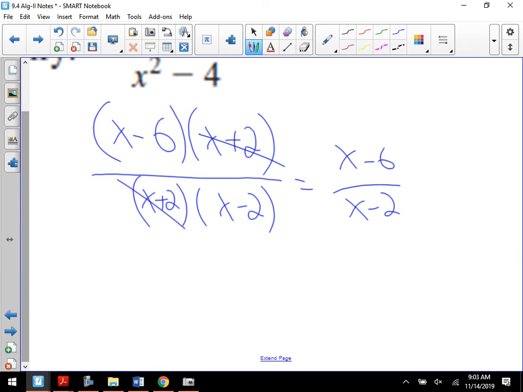The only other thing I can ask you right now is what can't x be? 0. 6 and 2. It can't be 2. If it's 6, what's 6 minus 6? What's 6 minus 2? What's 0 divided by 4? 0. But can I divide by 0? No. So 2 would be my excluded value. Okay. That's where this comes into play.